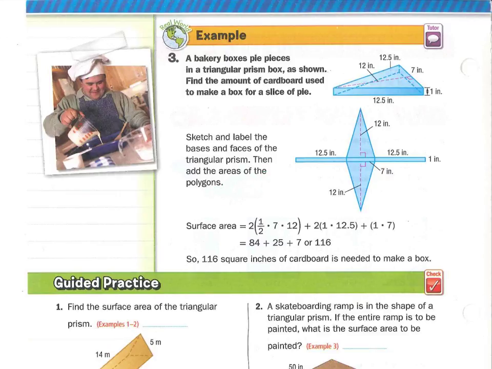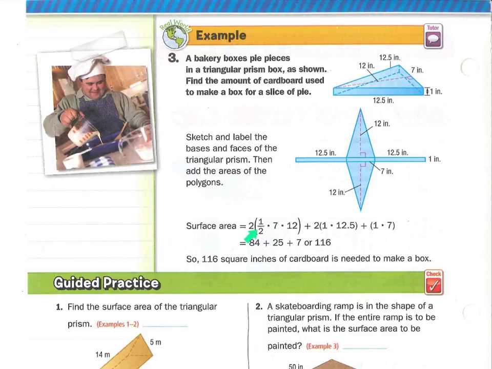So you can see you have one triangle that looks like this with a height of 12 and a side of 7. Same over here, both triangles are the same. Then you have rectangles that have a width of 1 inch and a length of 12.5, and you have 2 of those. You have one rectangle inside here that has a width of 1 and a base of 7. So let's find the surface area.